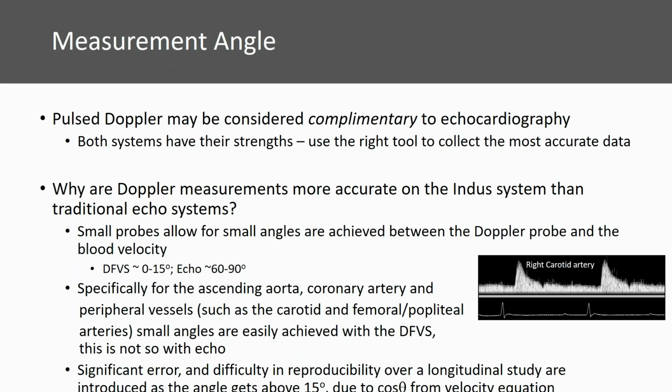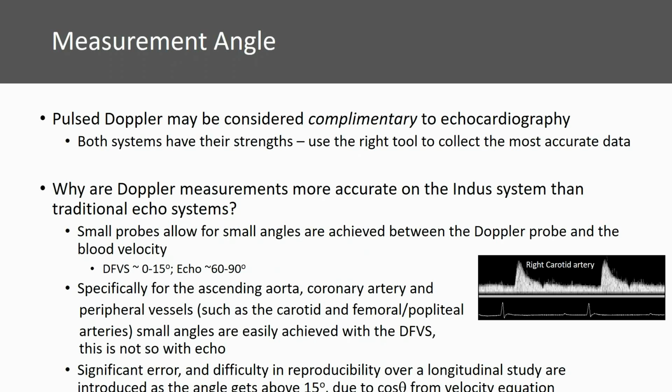So why is the Doppler system from INDUS more accurate than a traditional echo system? We've talked several times about it. The smaller probes allow for smaller angles to be achieved between the probe and the blood flow velocity. For example, on the Doppler system, we often are working at 0 to 15 degrees, where the cosine of theta, as we remember from that equation, is quite small, whereas with the echo system, because of their larger size, they may have upwards of 256 elements to allow them to acquire an image. The angles that we're able to achieve when measuring a Doppler signal are somewhere around 60 to 90 degrees. So again, this is going to affect our velocity measurement quite significantly.